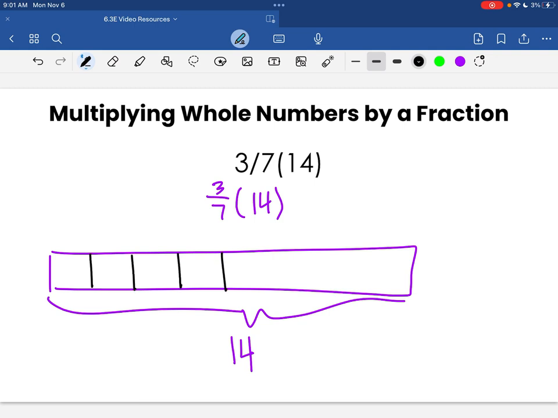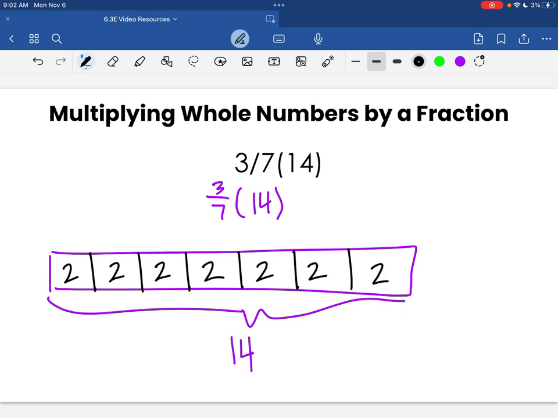1, 2, 3, 4, 5, 6, and 7. We're going to actually make those look a little bit neater because they need to be equal parts. 1, 2, 3, 4, 5, 6, and 7. So I have 14, and I've cut this strip that represents 14 into 7 pieces. So I see that I can divide 14 into those 7 pieces. So each one is worth 2. Now what that means is 1/7 is 2. 2/7 would be 4. But I want 3/7, which would be 6. So 3/7 of 14 is equal to 6.